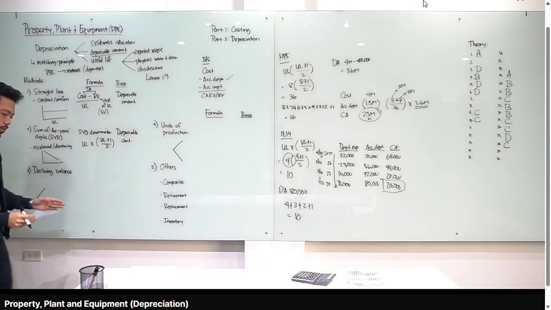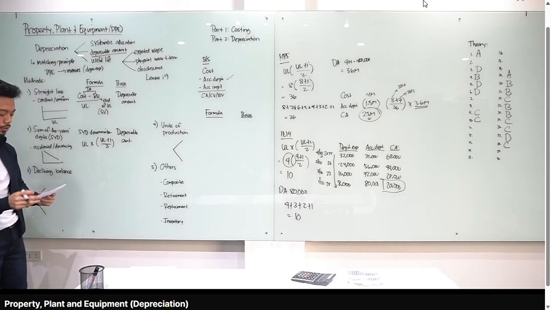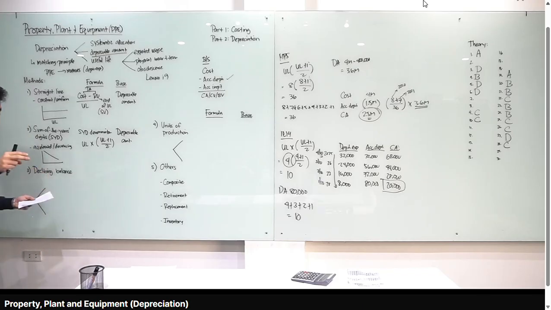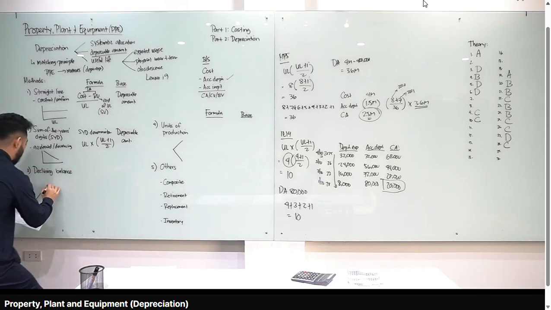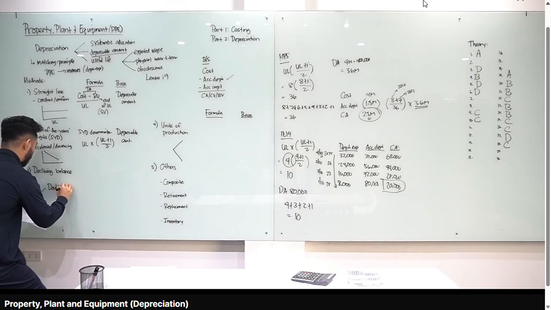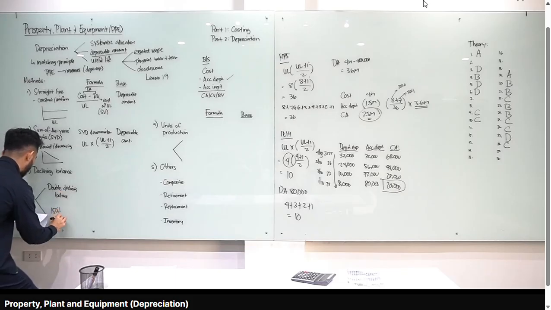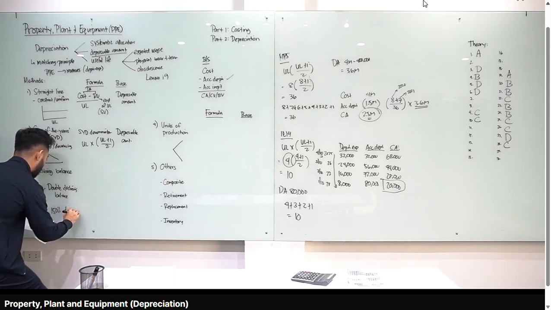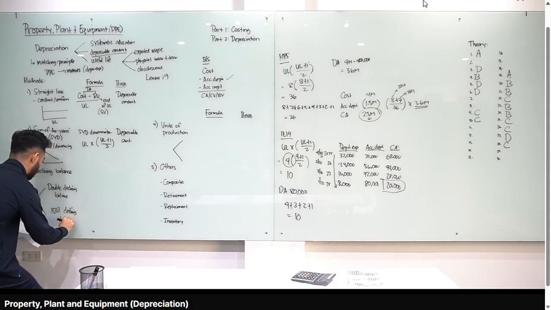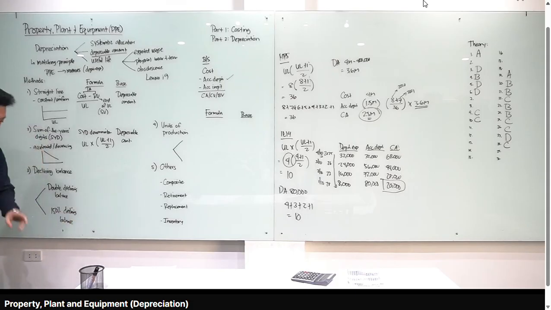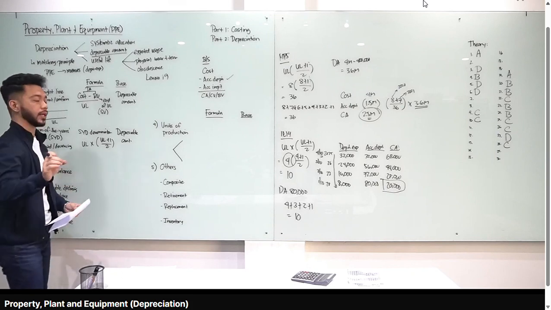Third method natin, class, tawag dito is declining balance method. And under declining balance method, pwede pa natin i-divide yan into 2. Meron tayong tinatawag na double declining balance method, and meron pang isa, ang tawag natin is 150% declining balance method. Yan yung usual, no? So again, under declining balance, may dalawa yan. Pwedeng double declining and pwedeng 150% declining balance. Madali lang yan, class. Ganito lang yan.